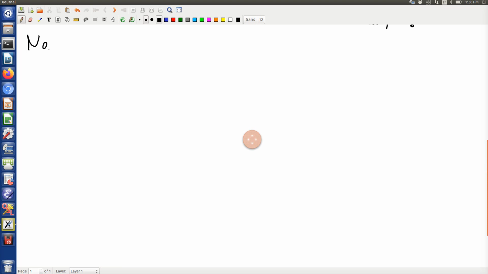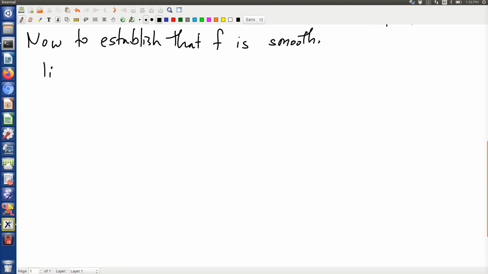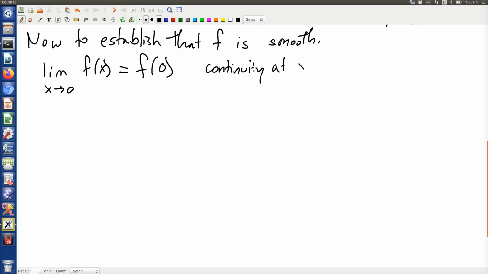So now, to establish that f is smooth. Well, first order of business is to show that it's continuous. I think the thing to note here is that if I were to take the limit as x goes to 0 of f of x, that needs to be equal to f of 0. That's the whole point of continuity. That's what we would like to show.